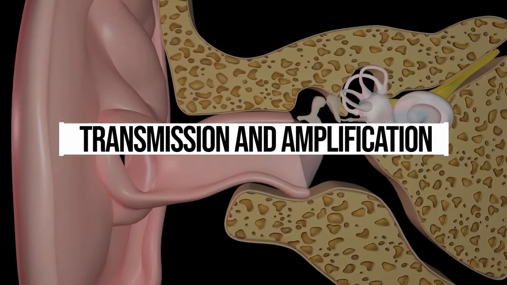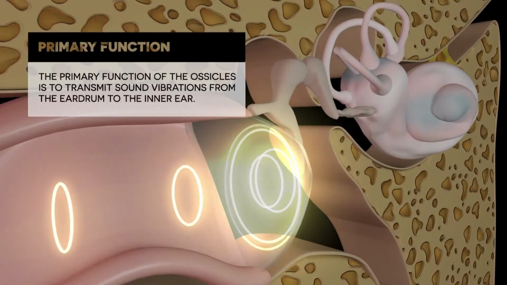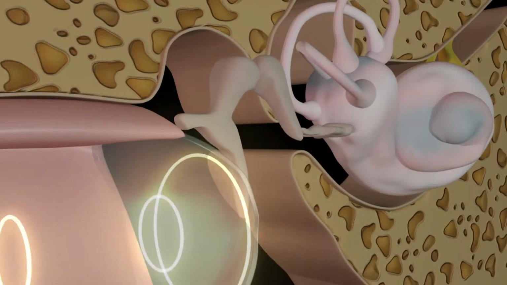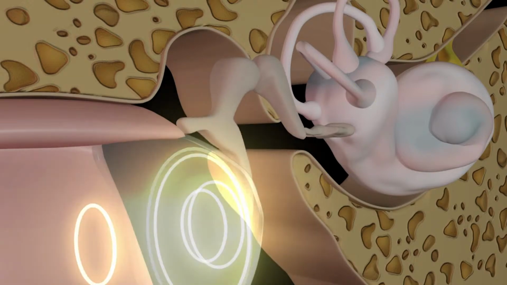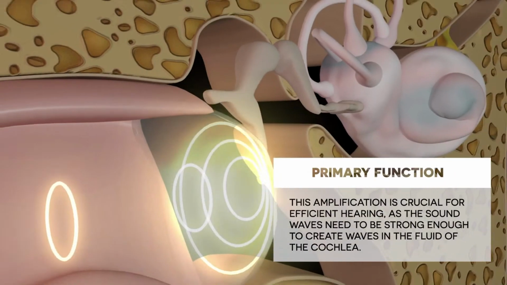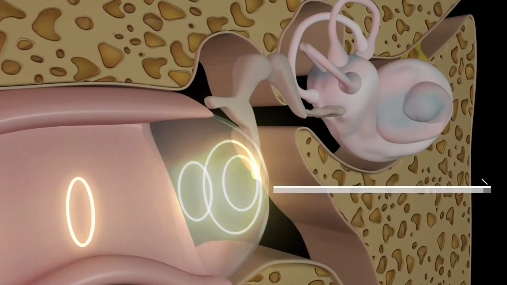Transmission and amplification. The primary function of the ossicles is to transmit sound vibrations from the eardrum to the inner ear. As the vibrations move from the larger surface area of the eardrum to the smaller area of the stapes footplate, they are amplified. This amplification is crucial for efficient hearing, as the sound waves need to be strong enough to create waves in the fluid of the cochlea.